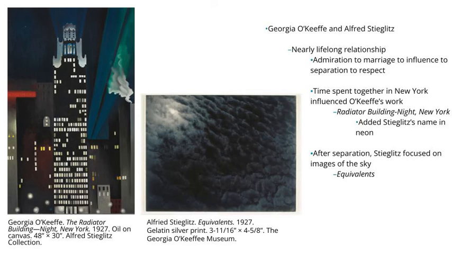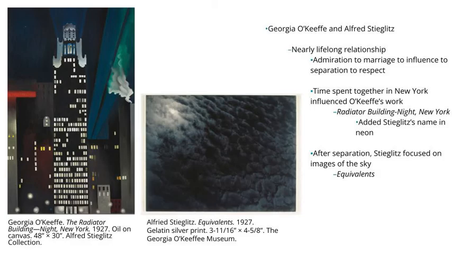The time they spent together in New York highly influenced O'Keeffe's work, such as this piece by her on the left, Radiator Building Night, New York. It's too small for us to really see, but there in the red glow towards the left side, Stieglitz's name is in neon, so she actually included her husband, or ex-husband at the time's, name. And then after their separation, Stieglitz really focused on images of the sky, which you can see in this photograph, Equivalence.